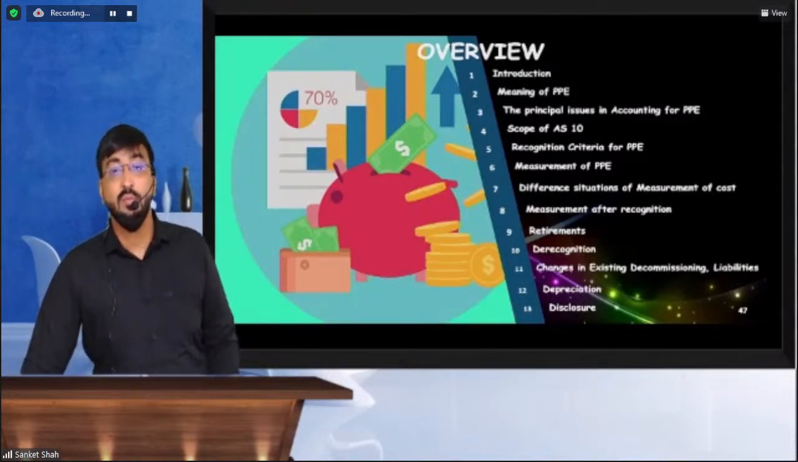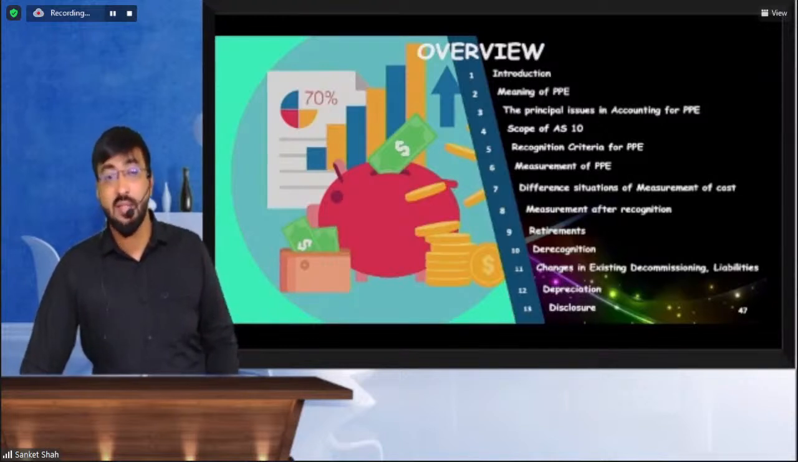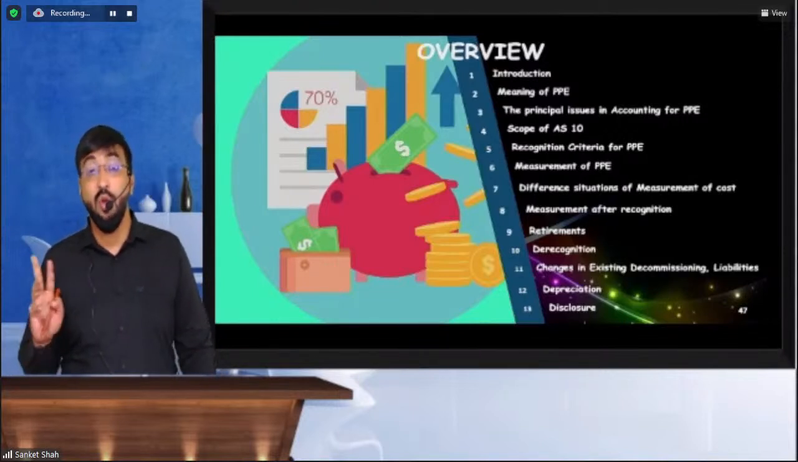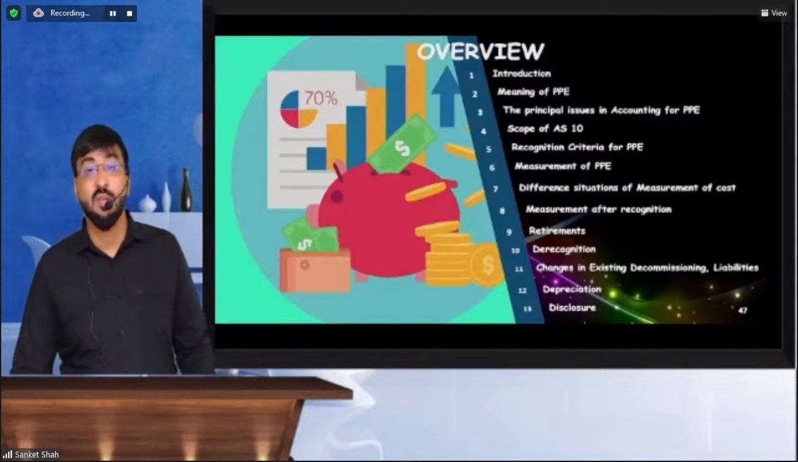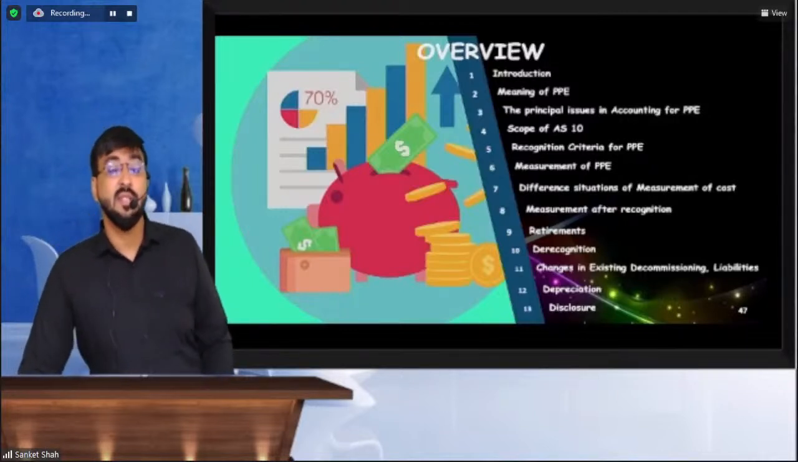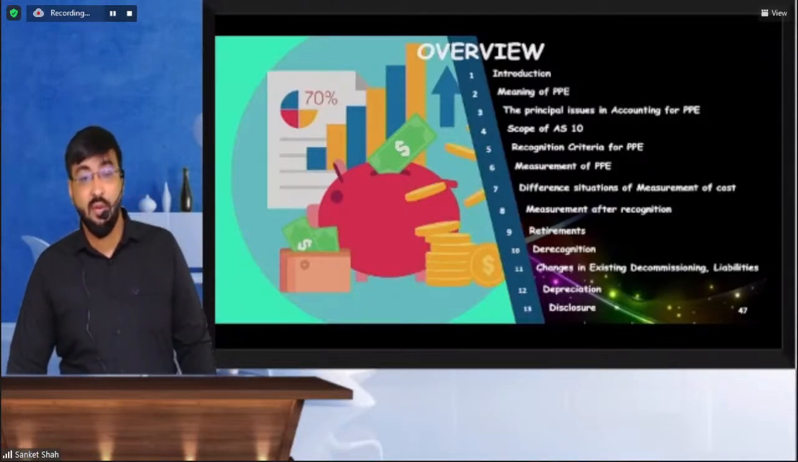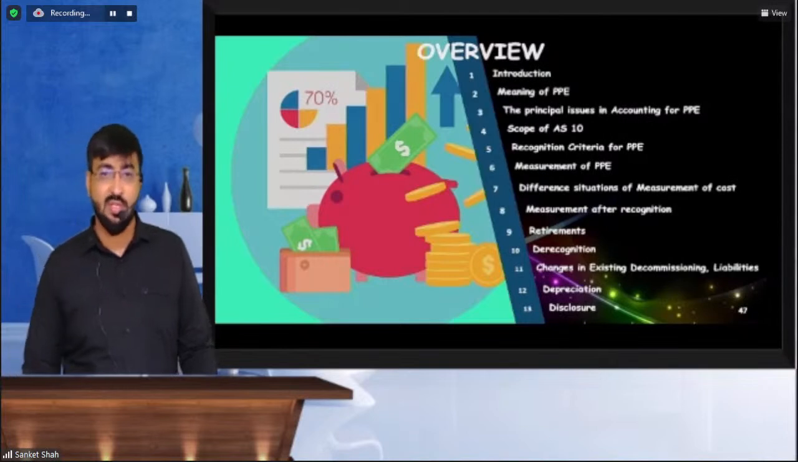In non-monetary asset exchange, if you are buying one asset, you have two options: commercial substance exists and commercial substance does not exist. If commercial substance exists, you will record it at the fair value of the asset given up or taken up, whichever is more clearly evident. But if there is no commercial substance, then you will consider the book value of the asset given up. So we have seen all these criteria.